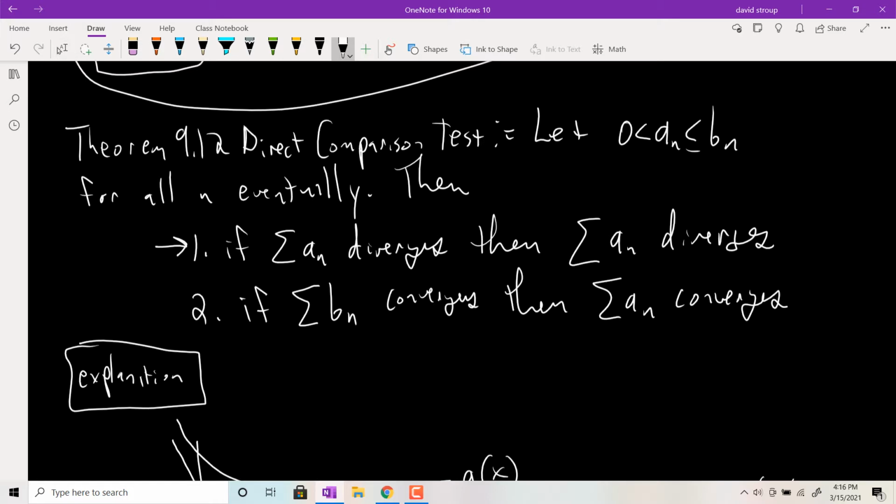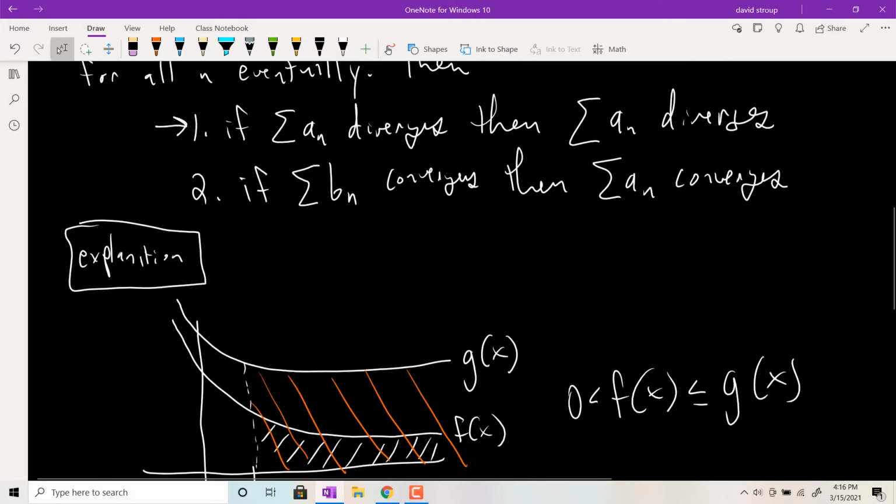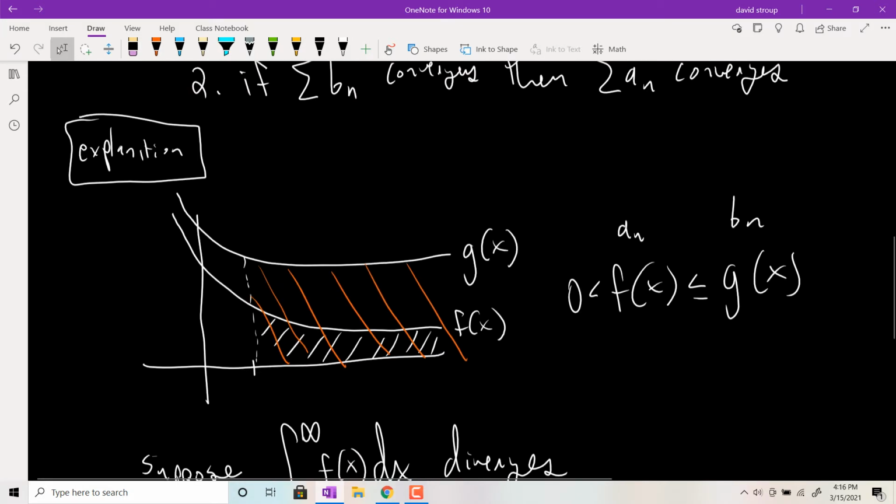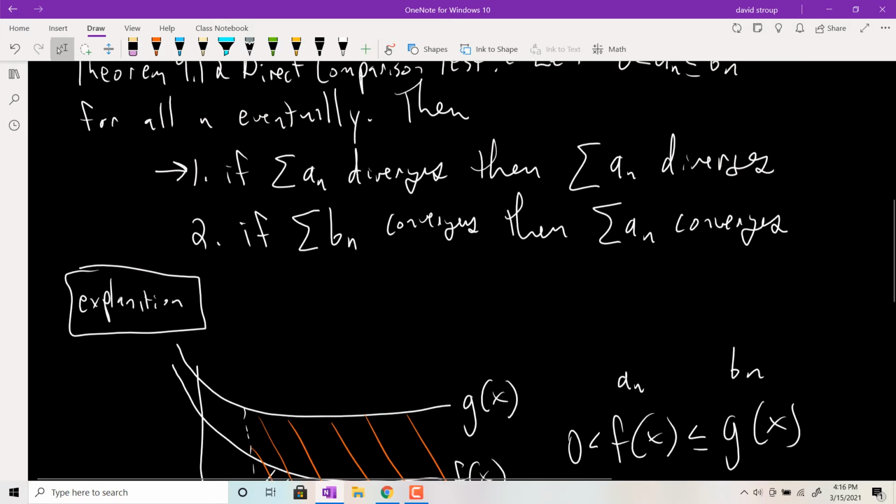If you have a series a sub n that's below, so in our example, f of x is the a sub n and g of x is the b sub n. So we had this inequality where f of x is less than g of x, and when that's true, then if the integral of f of x diverges, it'll force g of x to diverge. And likewise, if the series a sub n diverges, then the series, and that should be b sub n, sorry, okay, then the series b sub n diverges.